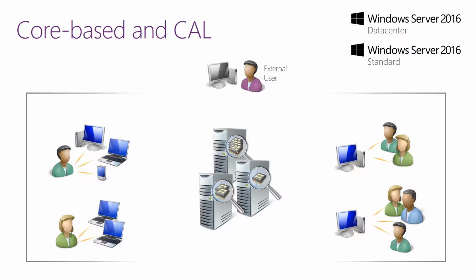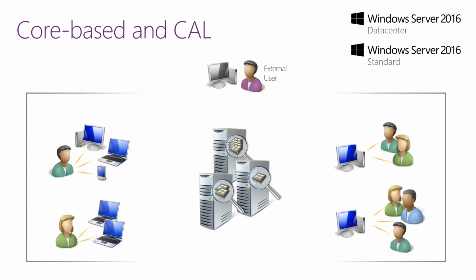Then there are users and devices which will access the services of the server, and you can see that on the left-hand side is a group of users who will use multiple devices to access the server. And on the right-hand side, there are users who will share devices. Finally, there's an external user at the top of the screen. This is a user who doesn't work for the main company. Perhaps he works for a partner or supplier, but he needs access to the server.